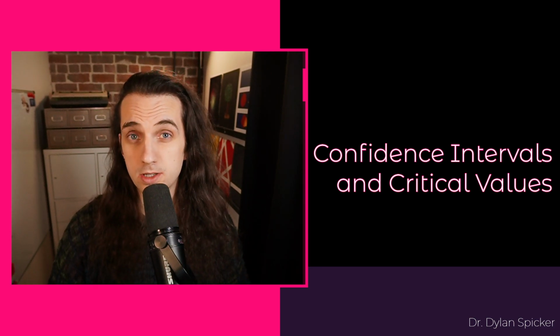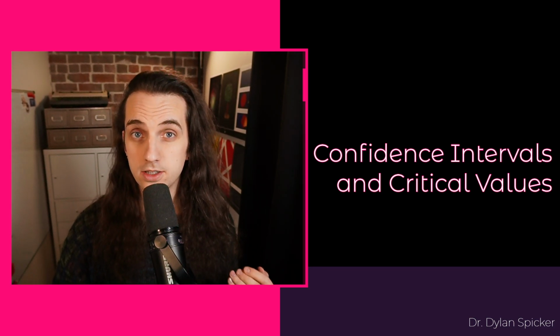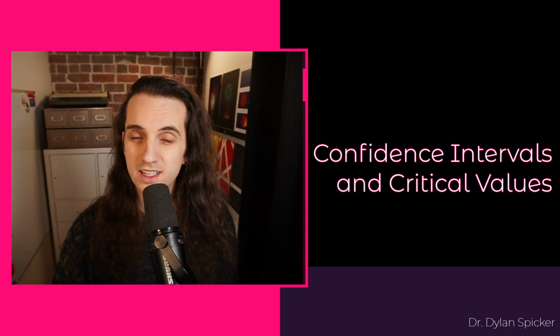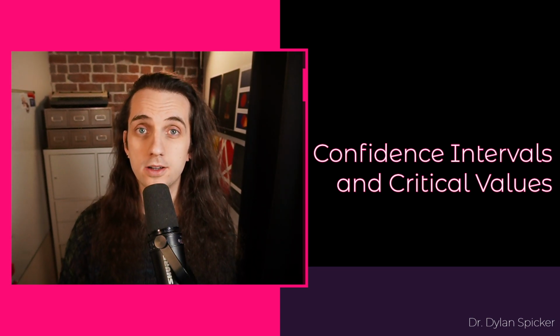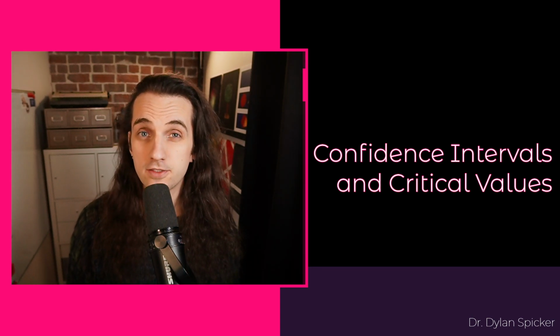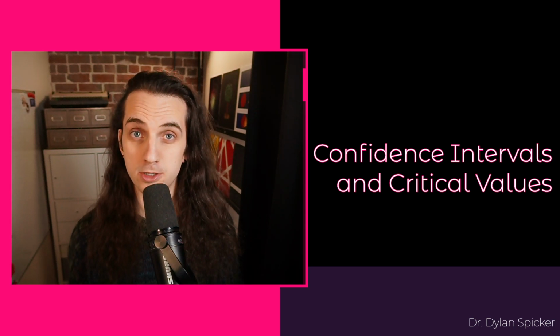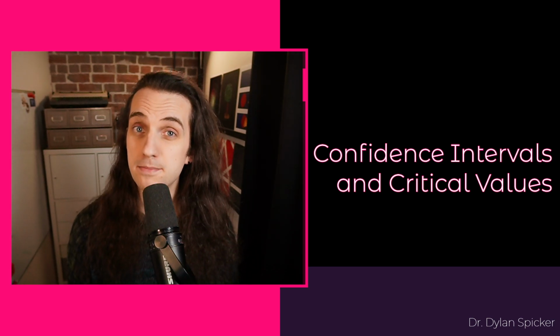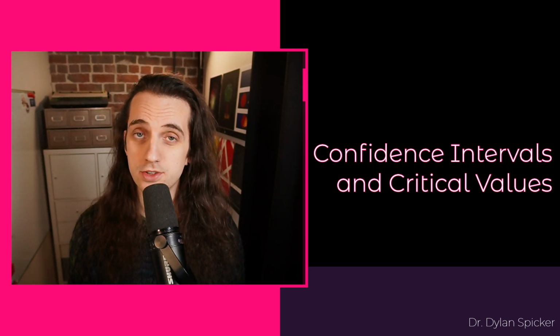No matter what parameter we're interested in, if we want to calculate a confidence interval for that parameter, this confidence interval is going to rely on what we call critical values. Now, critical values are going to be specific values that come from some reference distribution, and specifically it's from the sampling distribution of the statistic that we're interested in.